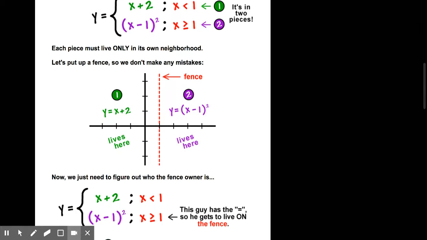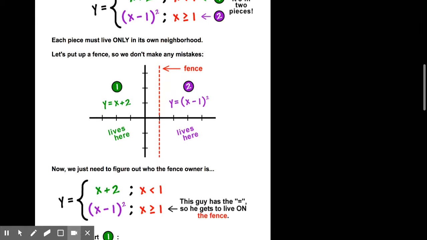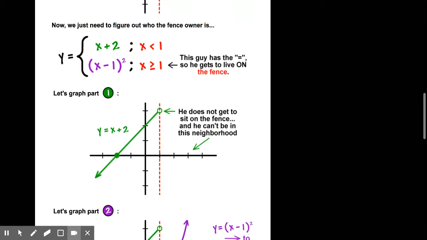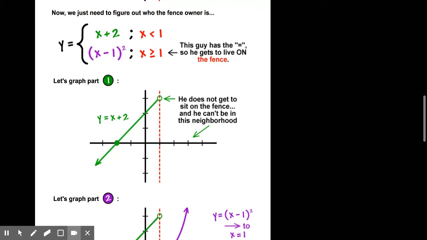This website I think is kind of cool. It shows you how to set up the fence. So the fence is the dashed line at 1 because the domain restriction said 1. And then it tells you kind of where the two functions are going to live. And then you can continue to scroll down, and then it kind of walks you through it.